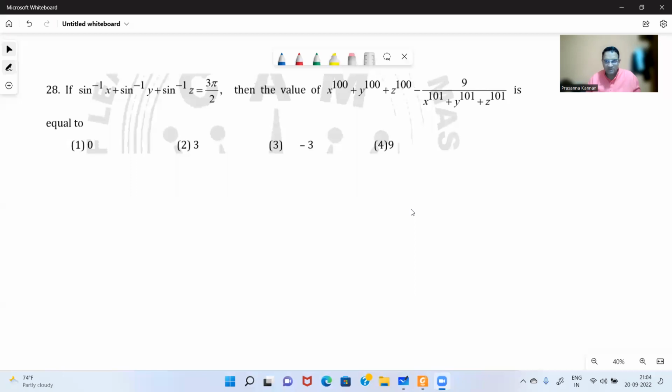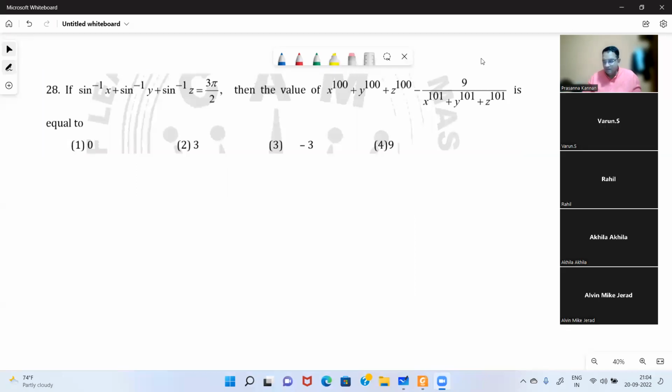Okay, students. Now let's look into the next question here. Question number 28. If sine inverse of x plus sine inverse of y plus sine inverse of z is equal to 3 pi by 2, then what is the value of the given expression? What is the maximum value of sine inverse x? Pi by 2, exactly. So it lies between minus pi by 2 and plus pi by 2, right?